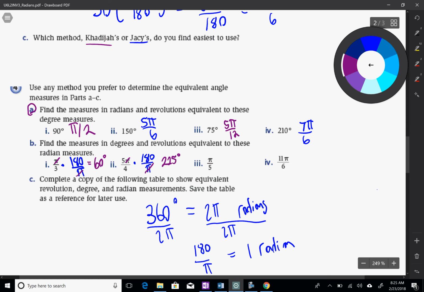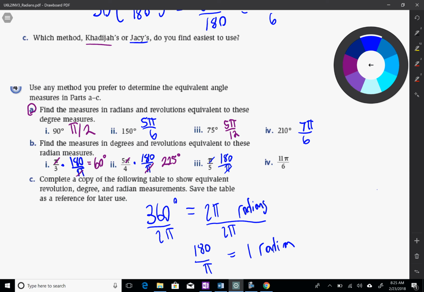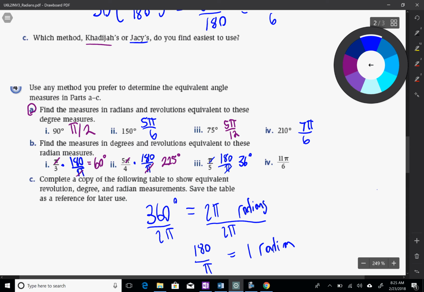And then pi over 5 multiplied by 180 over pi. This one's a little easier. Pi's cancel out. And 180 divided by 5 is 36 degrees. And then last one multiplied by 180 over pi. So the pi's cancel out. 180 over 6 could simplify to 30 over 1, and then 11 times 30 is 330 degrees.